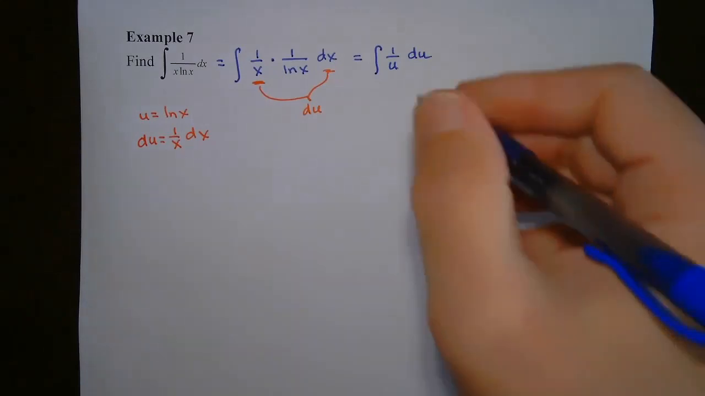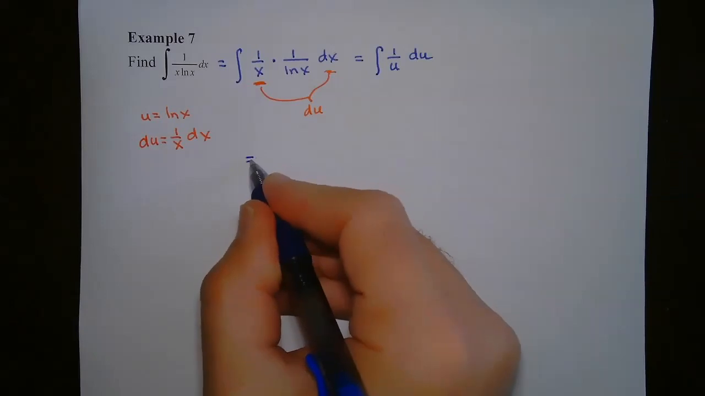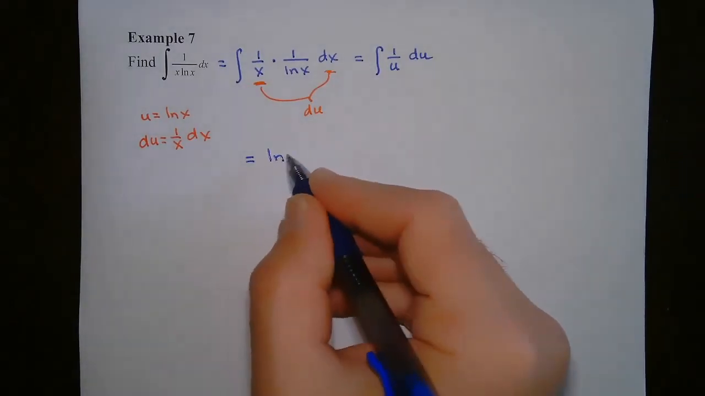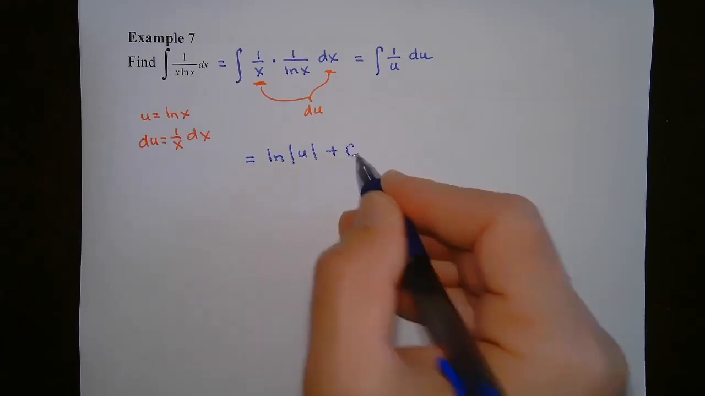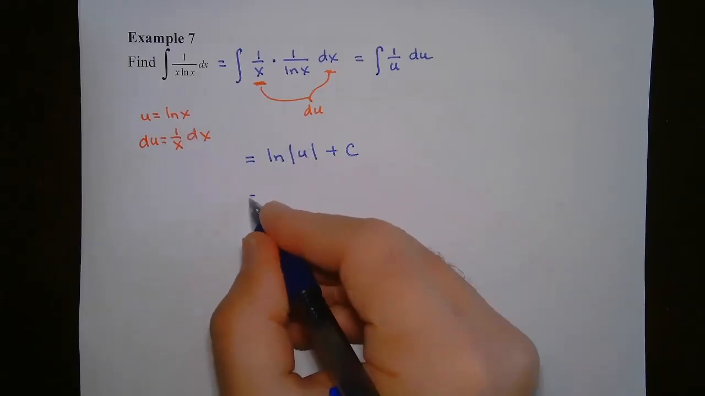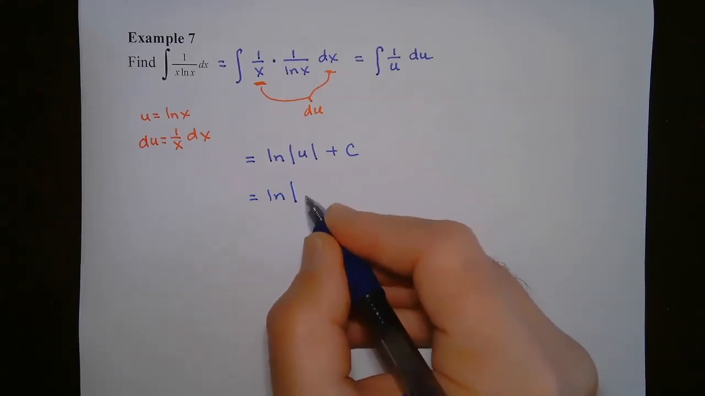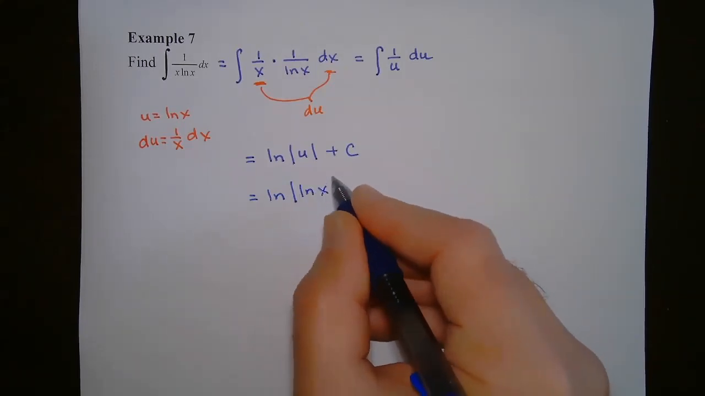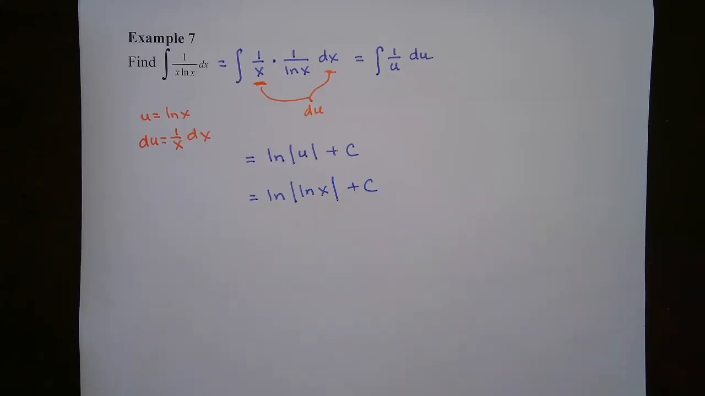We've been doing that one a lot today. So this is equivalent to the natural log of the absolute value of u plus some constant c. Well, what's u? u is the natural log of x. So this is equal to the natural log of the absolute value of the natural log of x, plus your c. We didn't use long division on this one, so it's not just long division. That's just one technique.